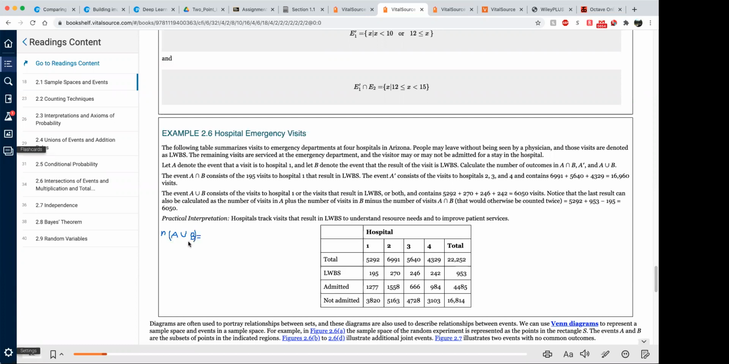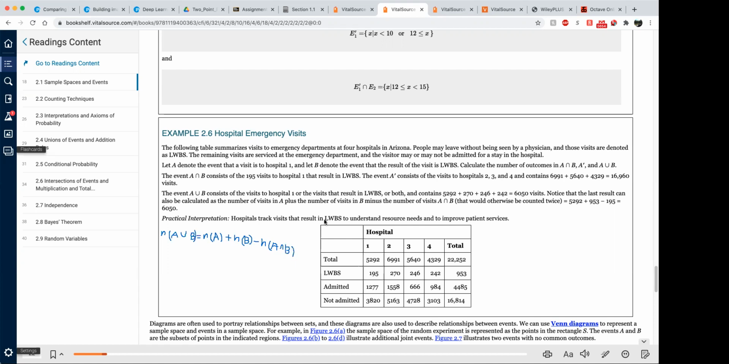And A union B, that's the number of outcomes of A union B. N of A plus N of B. N in the parenthesis A means the number of outcomes in the sample space in the event A, the number of outcomes in event B, minus the number of outcomes of A intersection B. Keep this in mind.